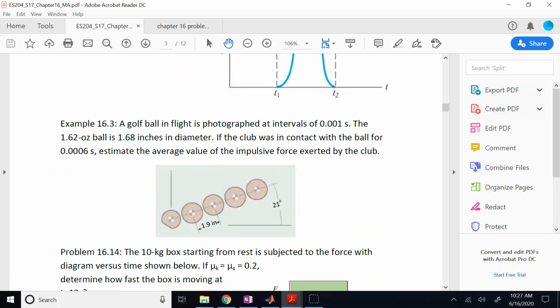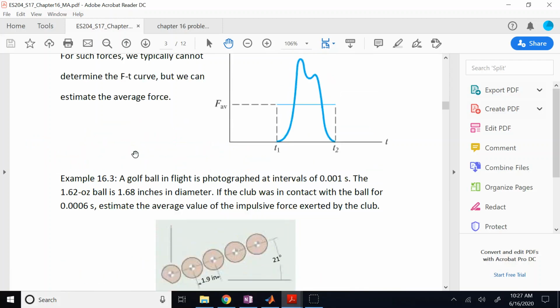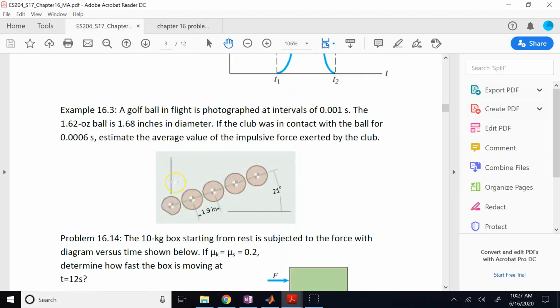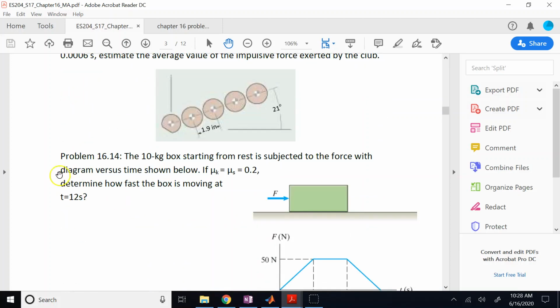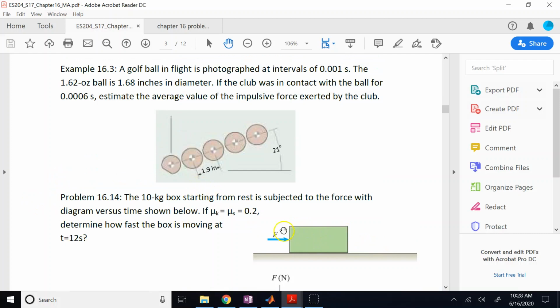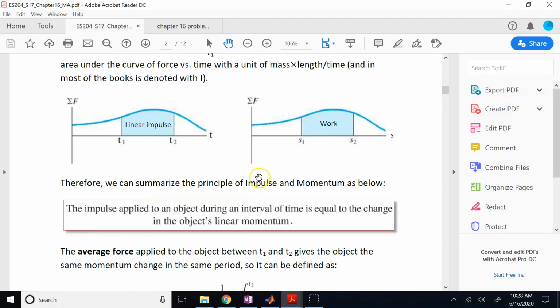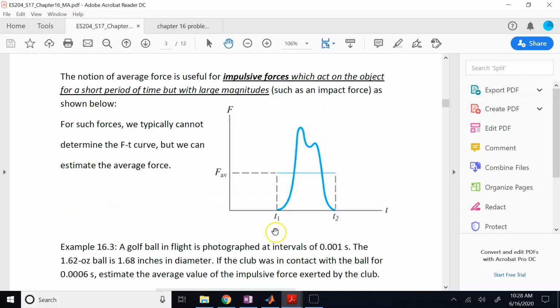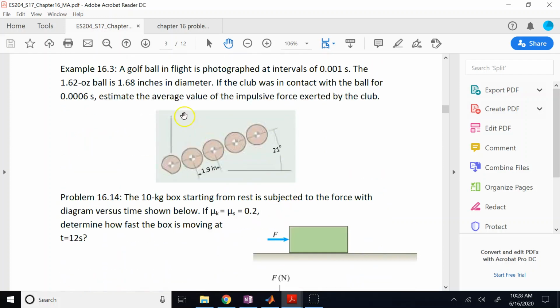Now, let's take a look at one problem that involves this average force, example 63, and then we'll try to solve another problem. We solve a particle kinetics problem, this time using the principle of impulse momentum. So this problem is basically you have a golf ball and you have a camera that can capture every 1 millisecond. So it can capture 1,000 frames per second. It's a very fast camera.